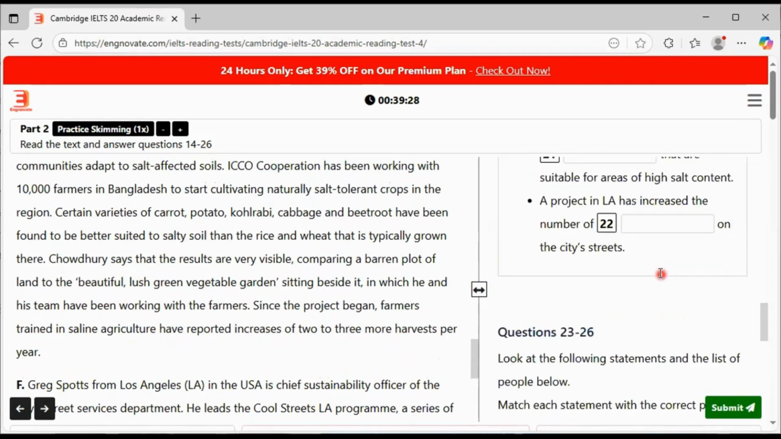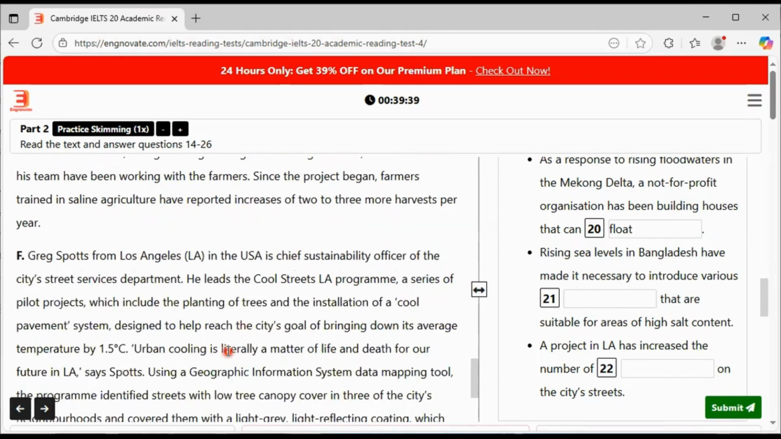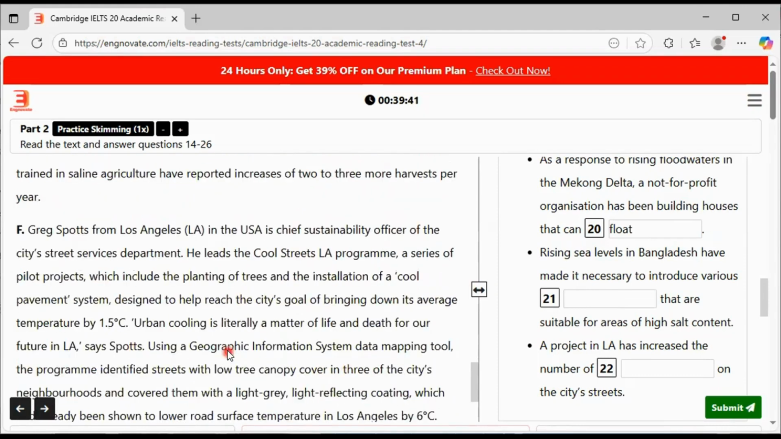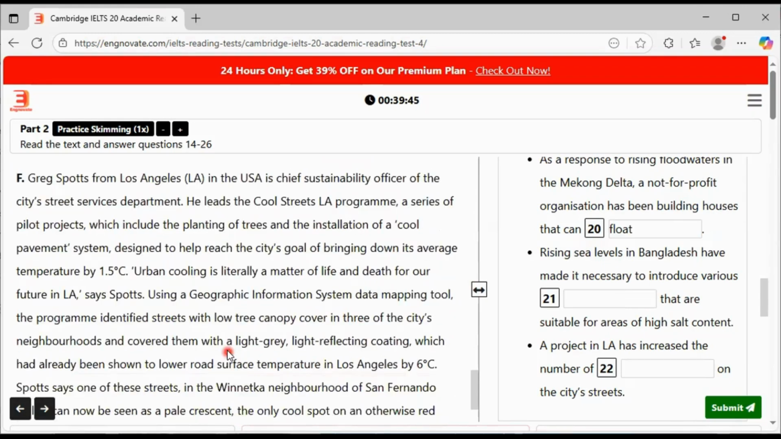Let me check. Rising sea levels in Bangladesh have made it necessary to introduce various dash that are suitable for rice. Various plants. That would be plants. I've written plants before. Let me check that carefully.